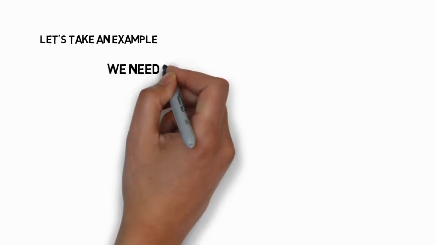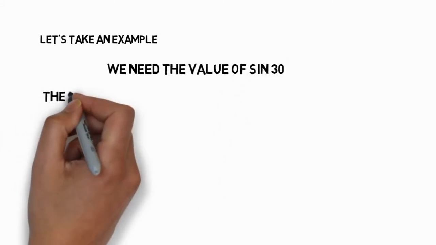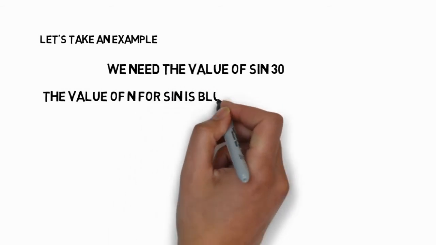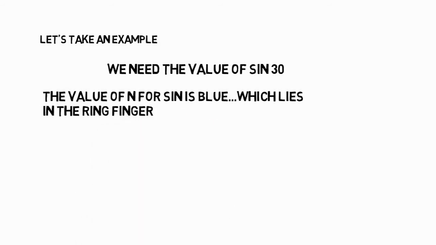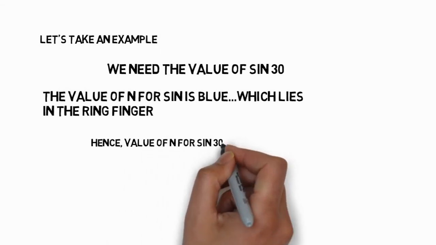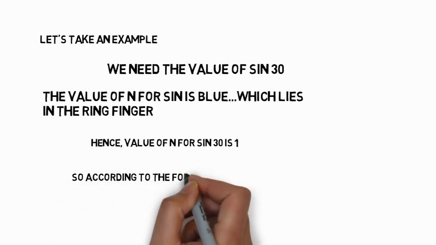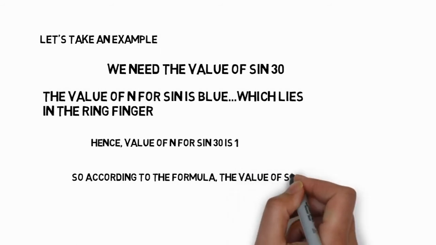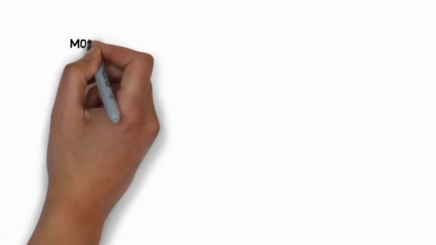So let's take an example. We need the value of sine 30. As you remember in the figure, 30 degree lies in the ring finger. So in the ring finger, the blue number was 1. So according to the formula that was root under n by 2, we get the value of sine 30 is equal to 1 by 2. If you look at that figure again, you can memorize it easily.